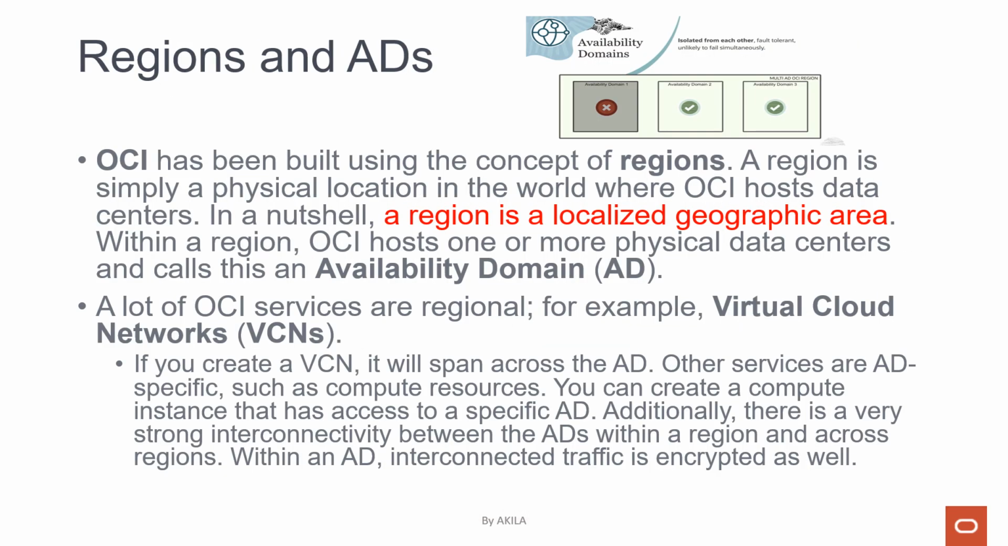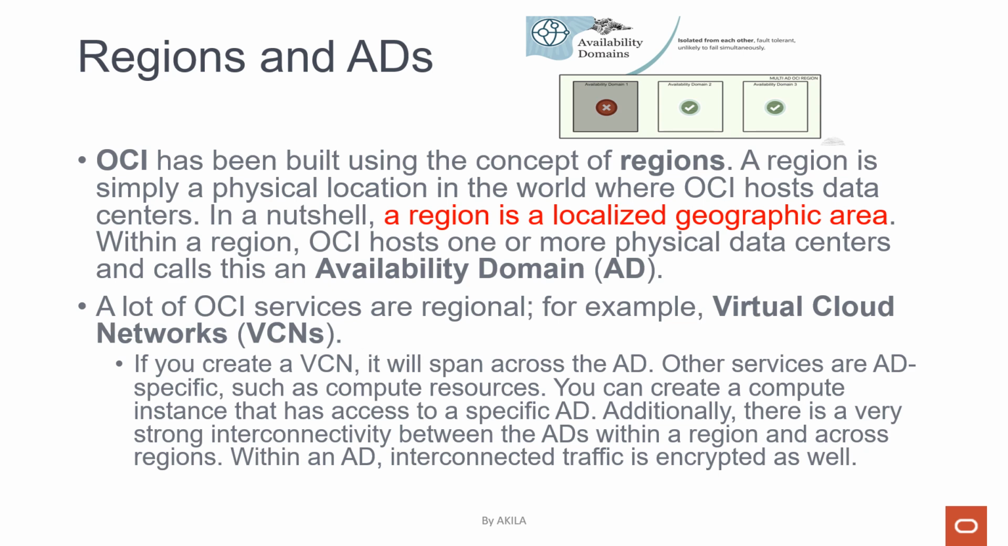The entire Oracle Cloud Infrastructure is built upon regions only. A region is simply a physical location in the world where OCI hosts data centers. In a nutshell, a region is a localized geographic area. Within the region, OCI hosts one or more physical data centers and calls each one an availability domain.